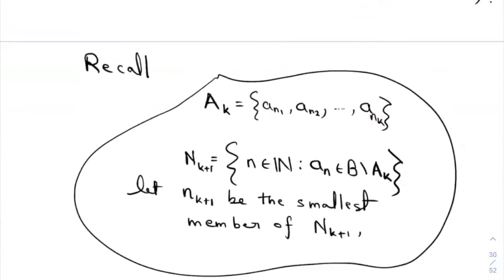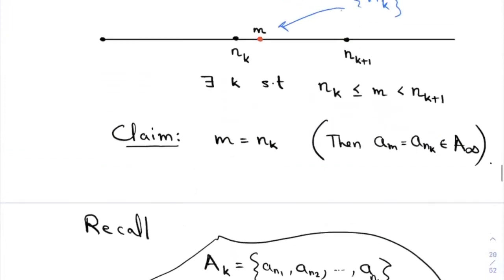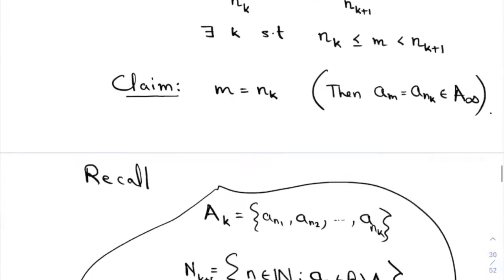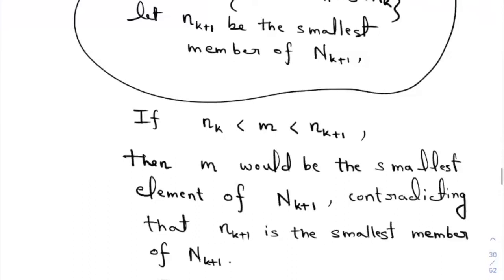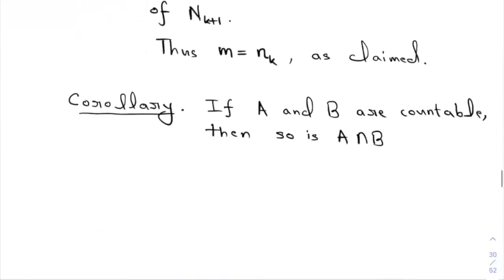In other words, n_{k+1} is the next index that comes after n_k, so that a_{n_{k+1}} is an element of B. But if m lies in between n_k and n_{k+1}, that will be contradicted, because then m would be the smallest integer such that a_n belongs to this set. So n_{k+1} by construction, once again, means this is impossible. Therefore, m has to coincide with n_k.